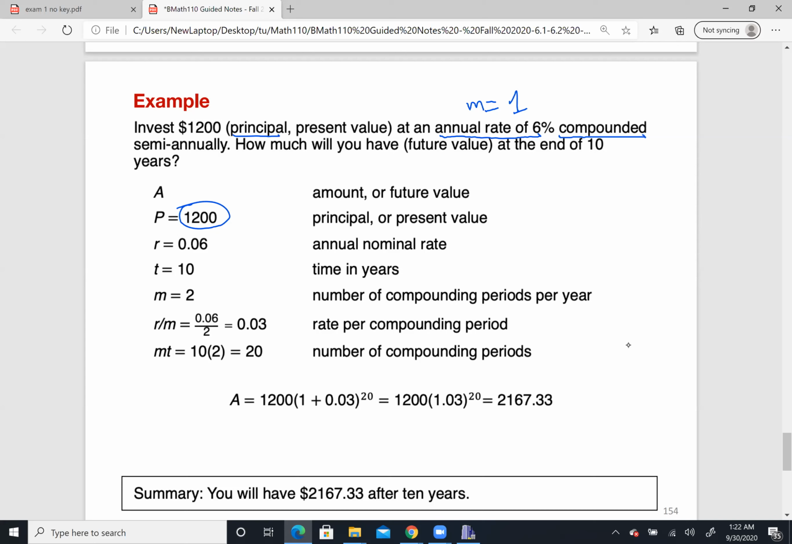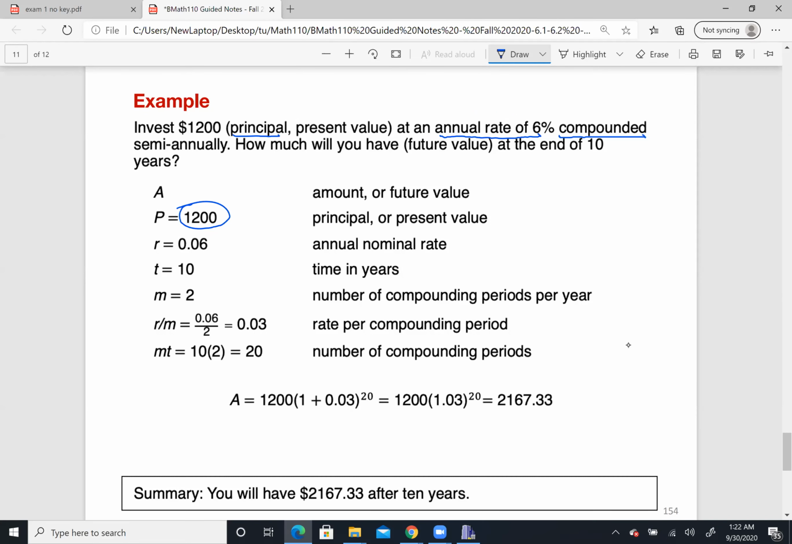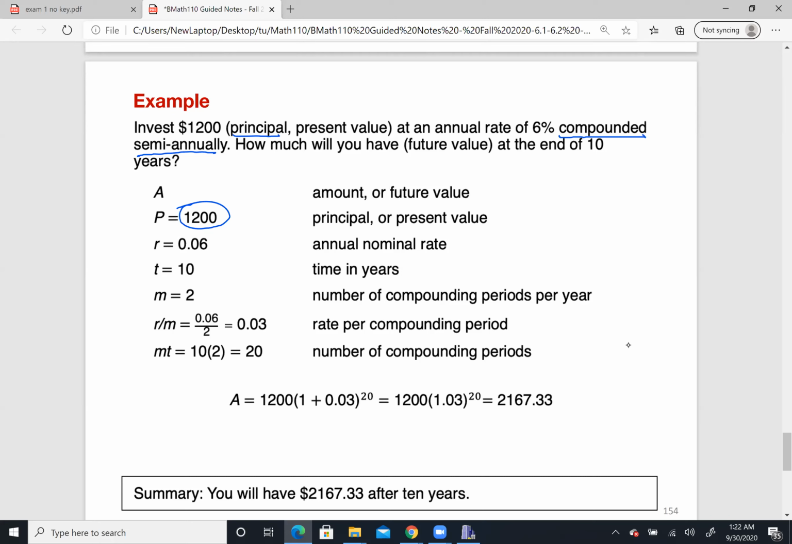Compound semi-annual. Okay, so actually there is something that I need to change. It says semi-annual. Sometimes it's a little confusing if we don't read it carefully. It says compound semi-annual, so that means semi-annual is like a half, right? So in 1 year we have two times compounding. So m in here has to be equal to 2, right?